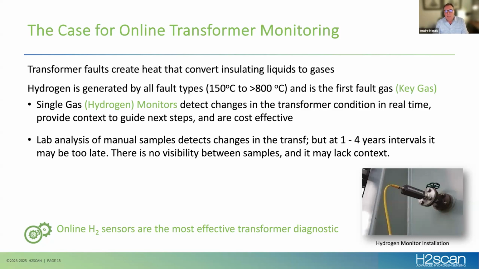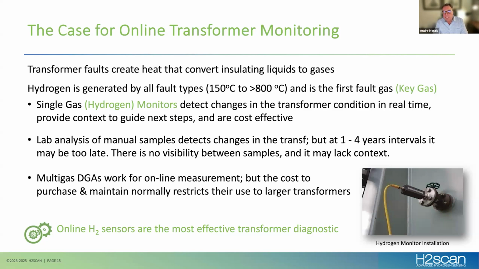The lab analysis of manual samples will detect changes in the transformer, but at 1 to 4 year intervals, it may be too late. You certainly could miss the transition from first gassing to failure. You have no visibility between the samples, and it may lack the context as to what, if you suddenly see hydrogen in the sample, was it a through fault? Did it pass through? Is everything fine? Is it not? Do you need to take action? Do you need to watch the transformer? That context is typically not available from manual sampling unless you really bring the manual sampling frequency in.